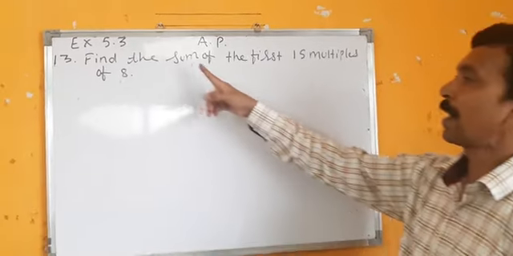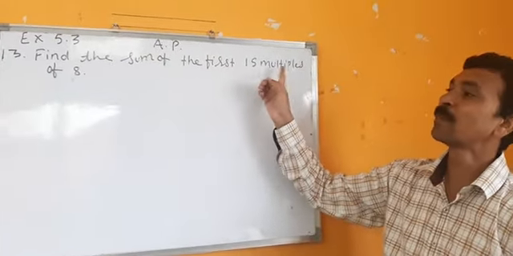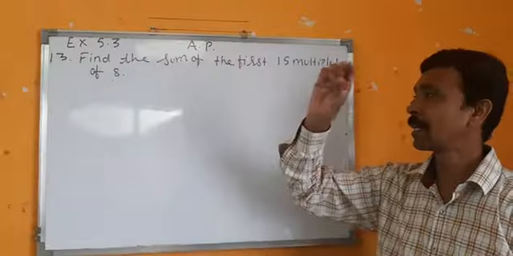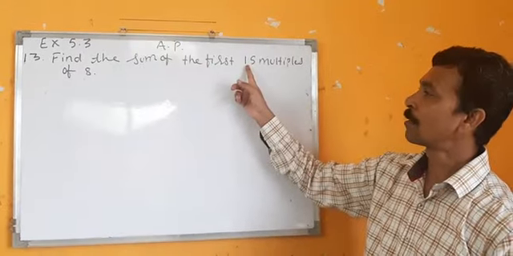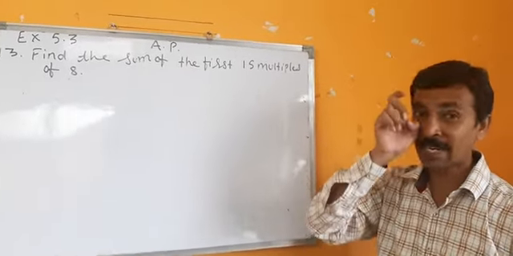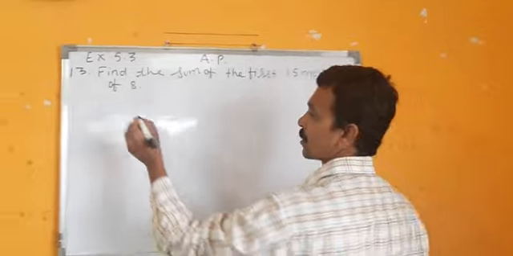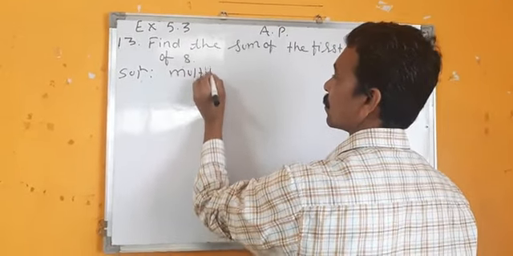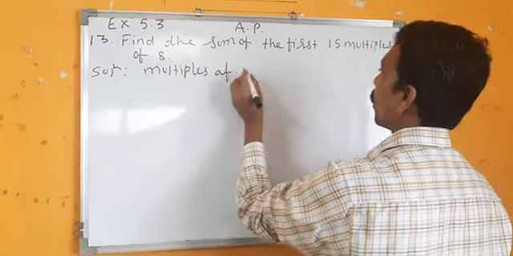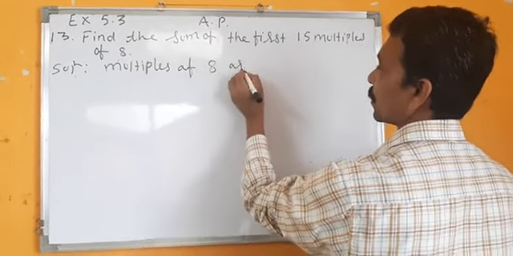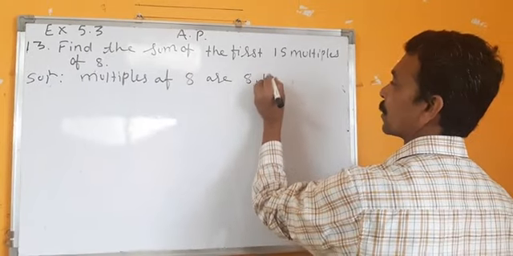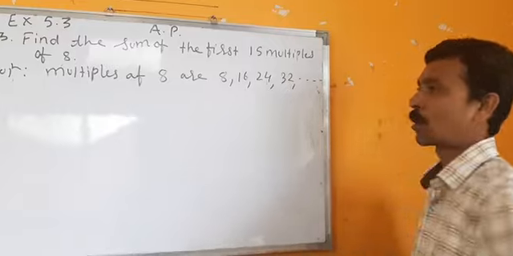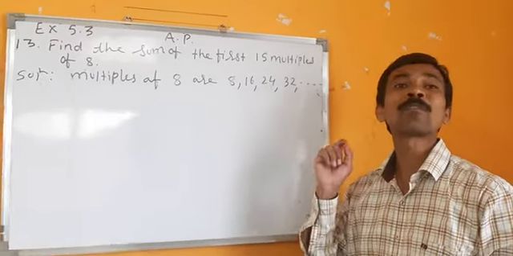Thirteenth sum. Find the sum of the first 15 multiples of 8. It means you have to see the table of 8 and then find the sum of the first 15 multiples. Means you have to find S15. Right? So how to begin? I will write here. Multiples of 8 are 8, 16, 24, 32 and so on. Multiples of 8 means you have to say the table of 8.